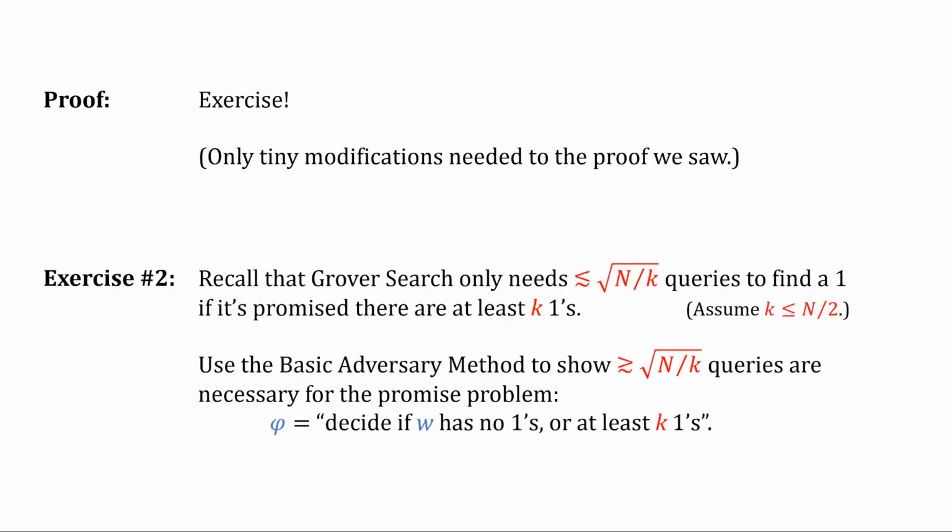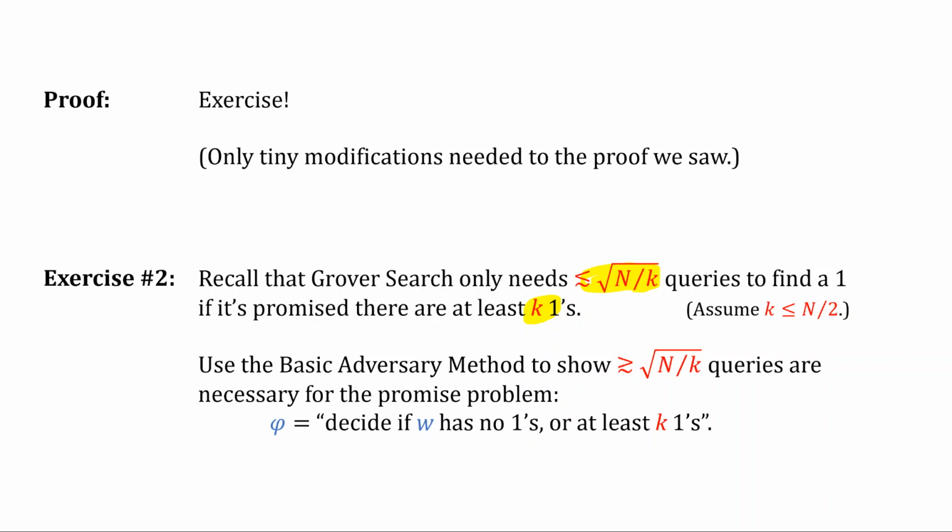And let me also leave it to you as an exercise to work out the following interesting use of the more general adversary method. One thing that we saw about Grover search is that, although it only needs root n queries to find a 1, if it's promised that it's either the all 0 string or there's a single one, it actually has an easier time if there are lots of 1s to potentially find. So we saw that if you're promised that you have a string with k 1s, you can find one with a quantum query algorithm that only makes proportional to root of n over k queries. Okay, assuming k is at most n over 2, and that's better.